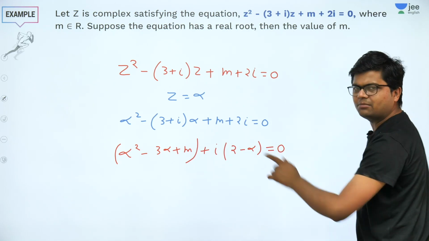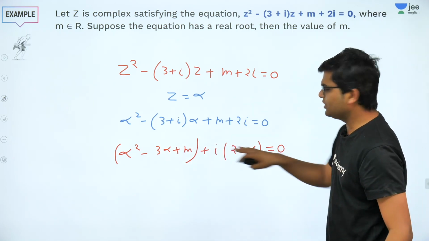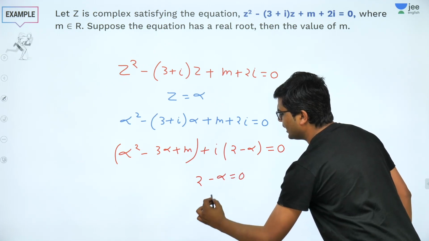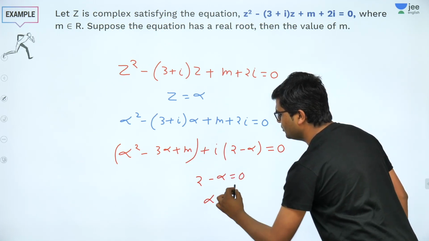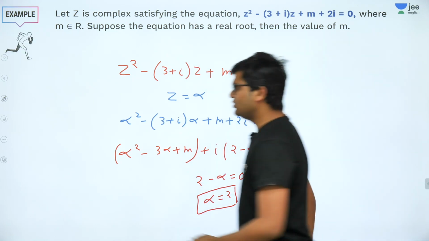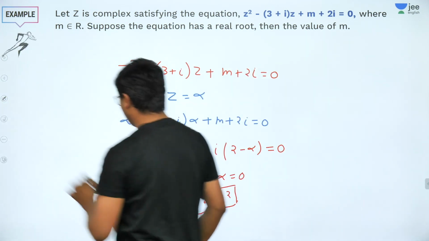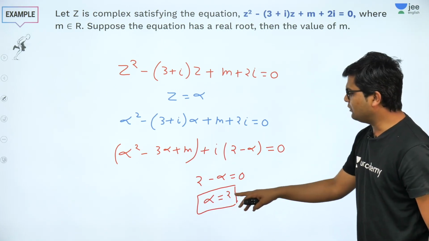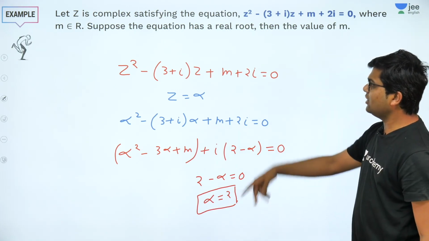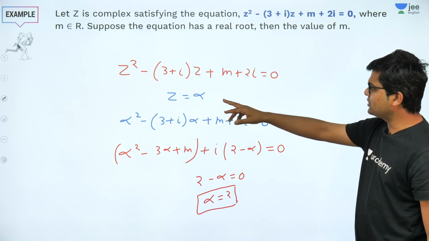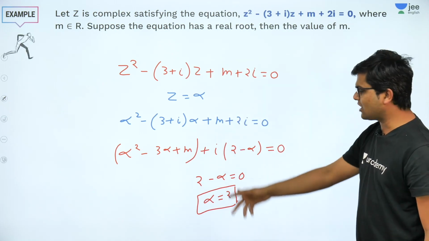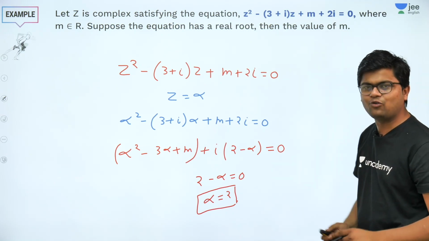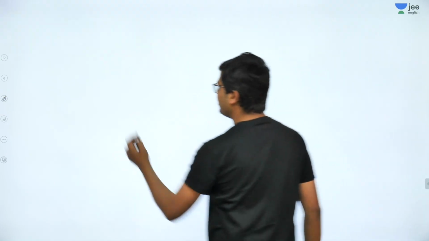So if a complex number is 0, its real part is 0 and its imaginary part is 0. Therefore 2 minus alpha equal to 0 and alpha will come out to be 2. The real part will also be 0, which I will also use. But from the imaginary part being 0, I can easily come to the conclusion that alpha is equal to 2. So the real value which is the root of this equation has come out to be 2. What the question has asked us is the value of m. No problem.